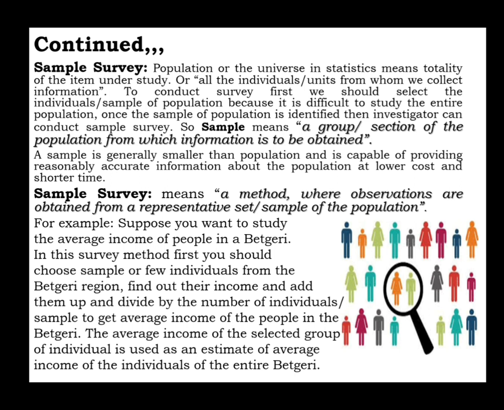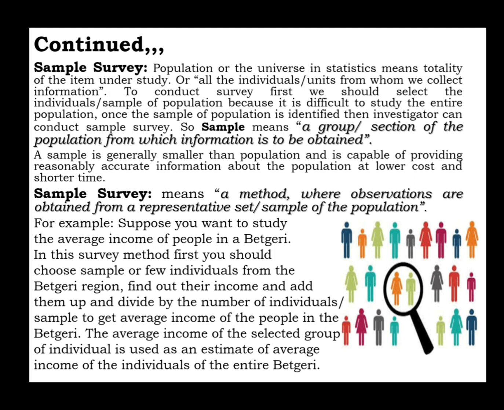For example, if there are 100 households and we choose 10% of those households, then we should select 10 households. I repeat, let me make it clear. If there are 100 households and we want to study 10% of them, 10% of 100 households is 10 households. So if we collect the income of those 10 households, add it up, and divide by 10, we get the average income of the households in that region.